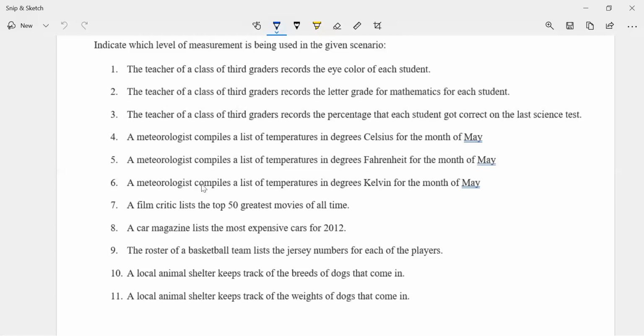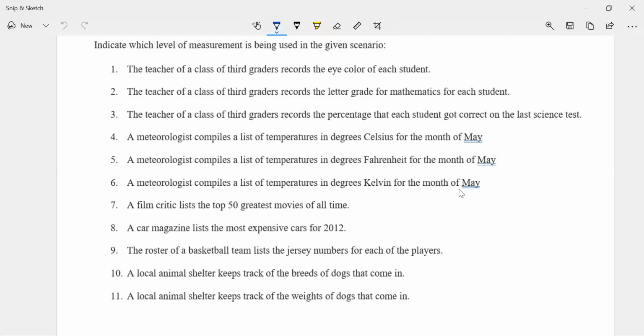Take a look at number 6. A person compiles a list of temperatures in degrees Kelvin for the month of May. Now, be careful. Even though this is another situation involving temperatures, this is ratio level measurement. The reason is that the Kelvin scale, probably you guys are not familiar with it, and if you want to learn, you can always Google it, does have an absolute 0 point, which we can reference all other temperatures to, right?